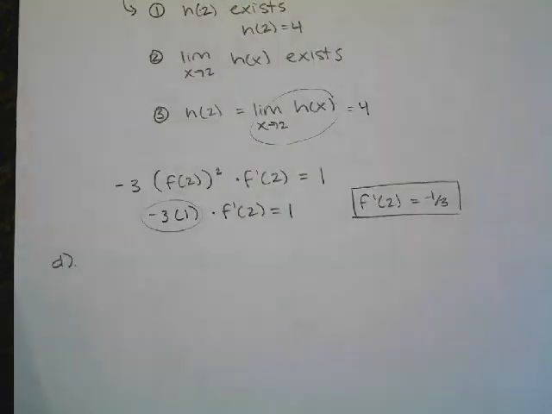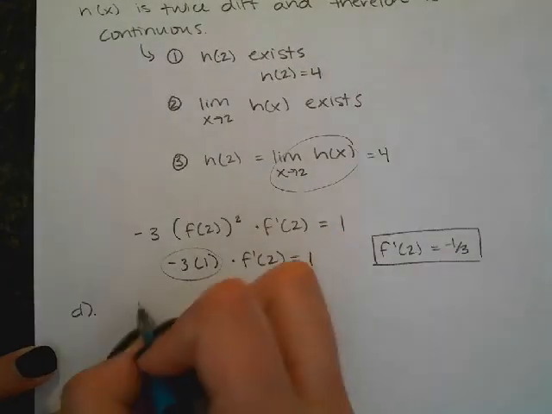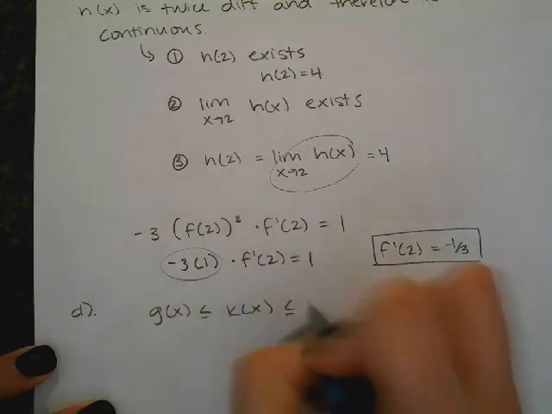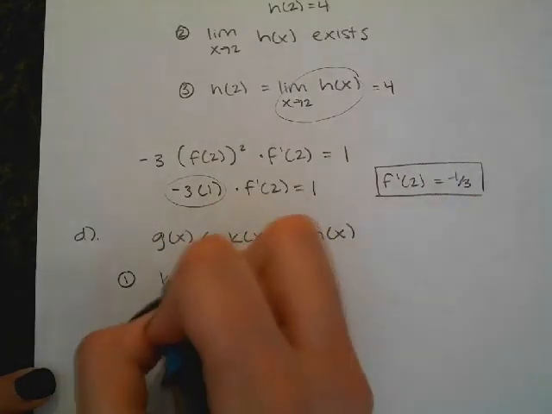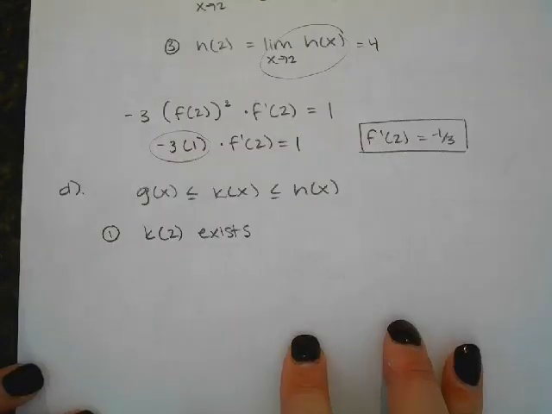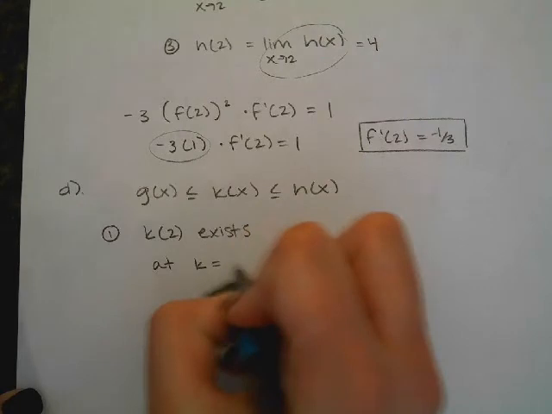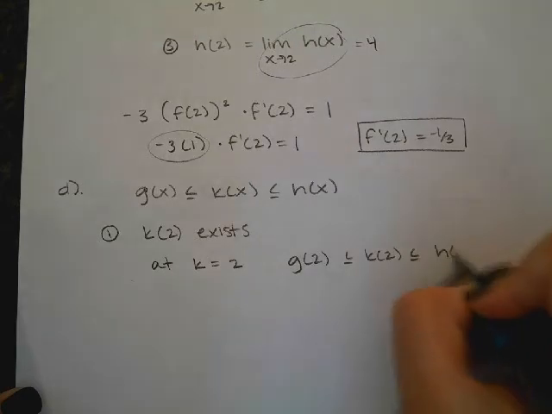Okay, part D. So part D wants you to prove that k of x is continuous at x equals 2. So we're going to take these 3 steps. We're going to go through them again. Okay, so they tell us in the problem that g of x is less than or equal to k of x, which is less than or equal to h of x, right? That's given in the problem, okay? So to prove something's continuous, my first step is to prove that k of 2 exists. And that's actually relatively easy in this problem because at x equals 2, we have g of 2 is less than or equal to k of 2 is less than or equal to h of 2.